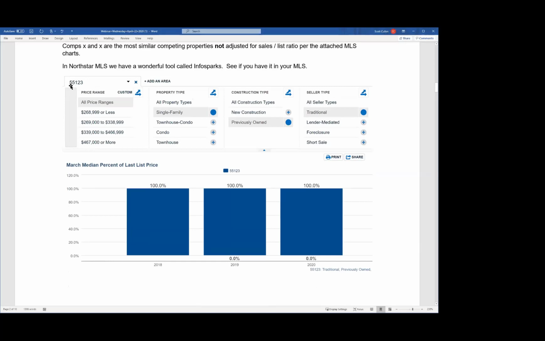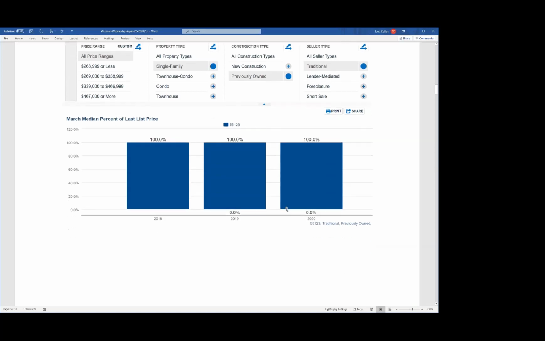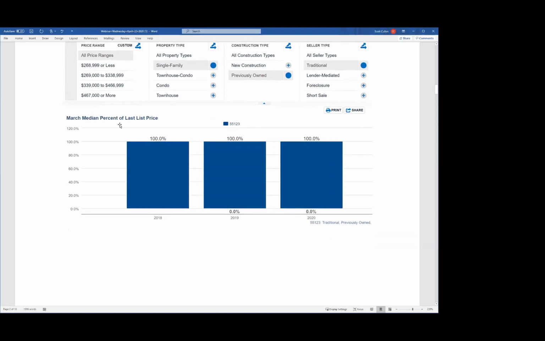Now I could do that by school district, I could do it by city, I could do it by county, I could even draw around an area on a mapping tool. But I'm starting with all price ranges of zip code 55123. I'm doing a single family house that's previously owned, and it's a traditional sale. So it doesn't include lender mediated foreclosures and so on. Okay, so here it is, March, median percent of last list price. It'll be interesting to see when we get to May or June, right?